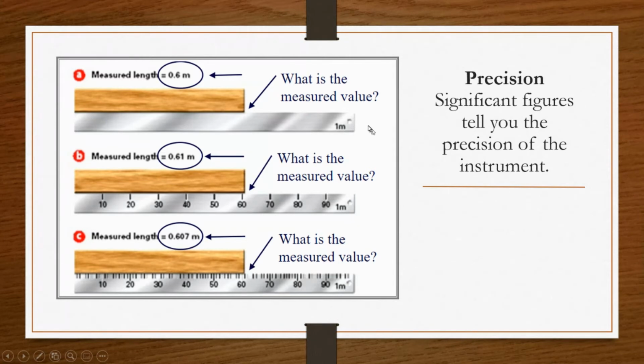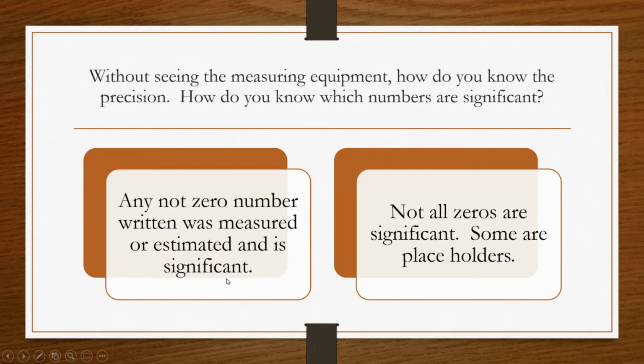So just a review. Here are 3 rulers that become more precise, and you can see it in the measurements. This measures to the tenths, that measures to the hundredths, and this one measures to the thousandths, and this would be a much more expensive ruler. So how do we know how precise our measuring equipment is when we don't see the numbers? How do you know which numbers are significant? Well, we're really talking about any non-zero number written was measured or estimated and is significant.